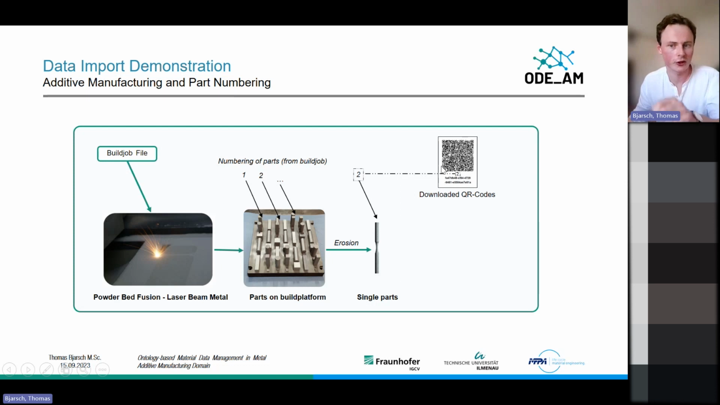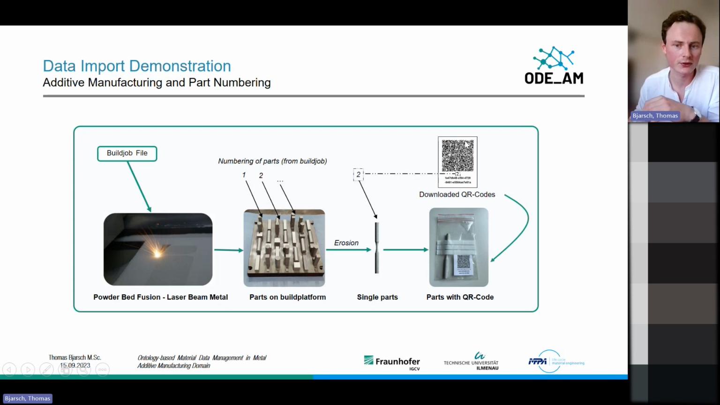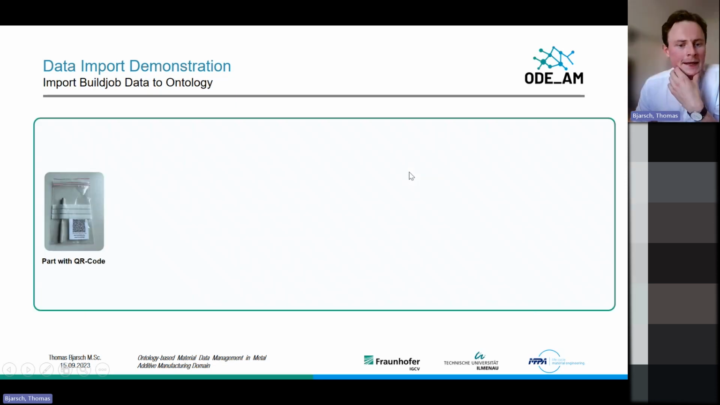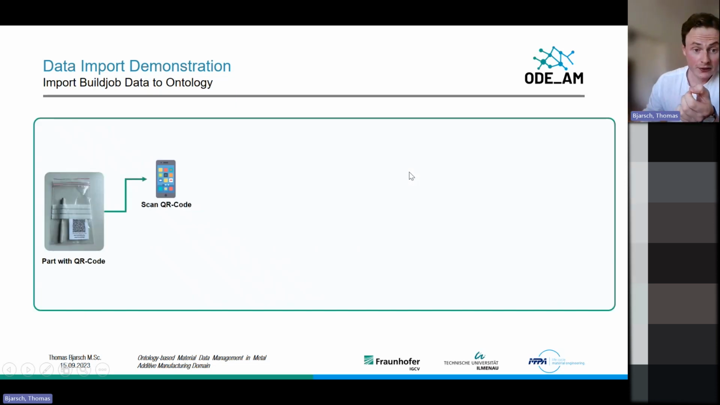So you will find a QR code carrying a 2 here, and you will find the part carrying a 2 here, and then you have to put this QR code onto this part. And now this part is uniquely identified with this ID. The parts are printed now.